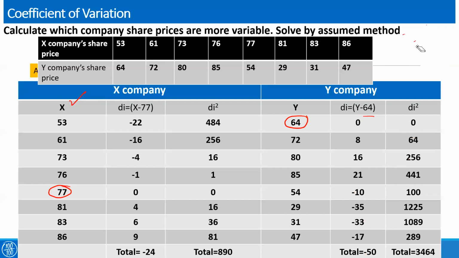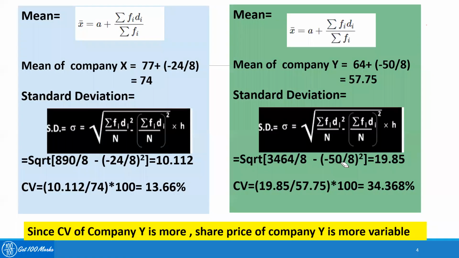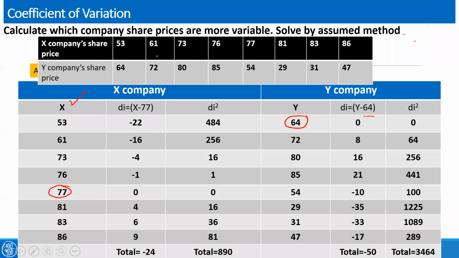Therefore, we will find the mean of the first one. The mean of the first company X is equal to A plus summation Fi di divided by summation Fi. Normally we multiply with h, but here since we are not dividing anything, h is equal to 1. So in the formula, no h is mentioned. Therefore, it is coming as A.